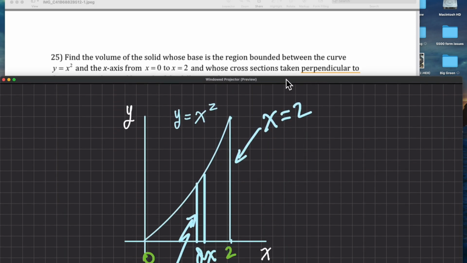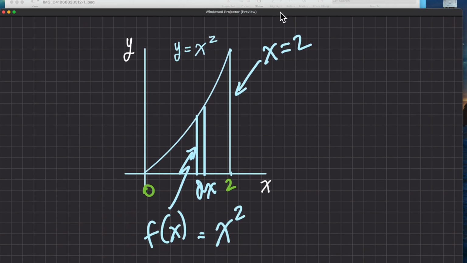And when you do, you would get this graph. So here we have y equals x squared. Here we have x equals 0. Here we have x equals 2. And here we have the x-axis. Now, I want you to picture a solid. We're going to start with squares whose cross-section is perpendicular to the x-axis. And this is the figure that we're going to get.